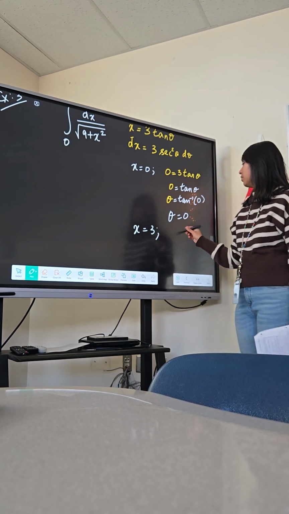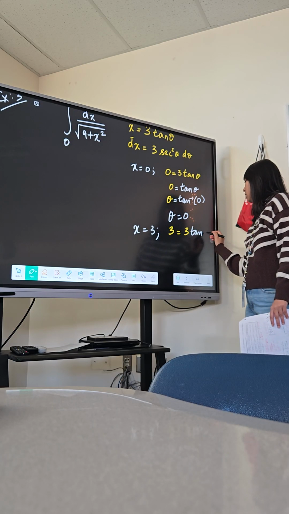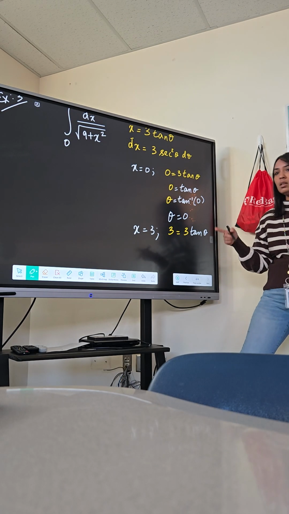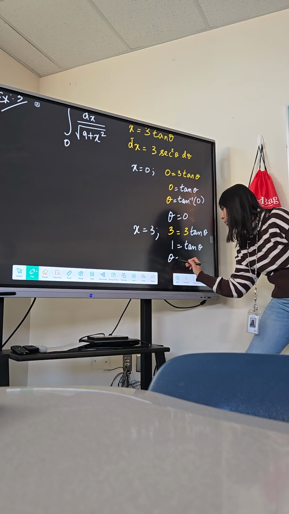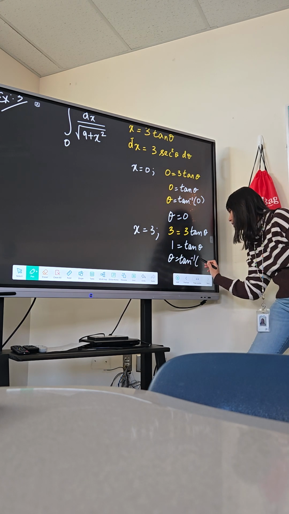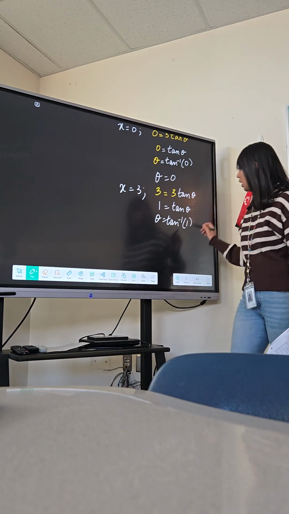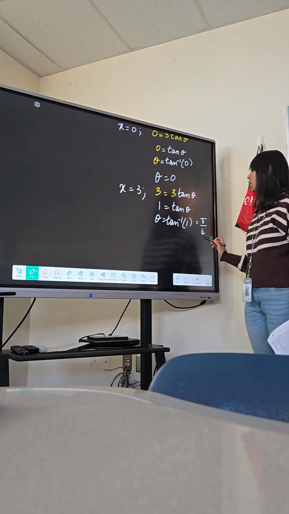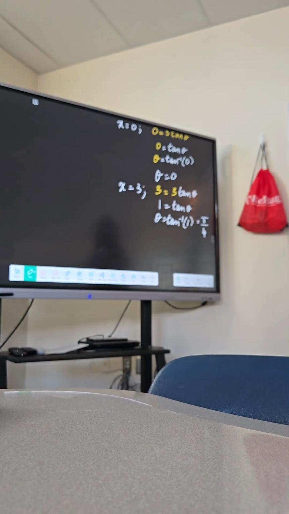So now it's going to be pi over 4. Divide everything by 3, you will get 1 equals tangent theta. And theta will be tangent inverse of 1, which is pi over 4. You might write 45 degrees and I will take points off for that. We want radians, not degrees.